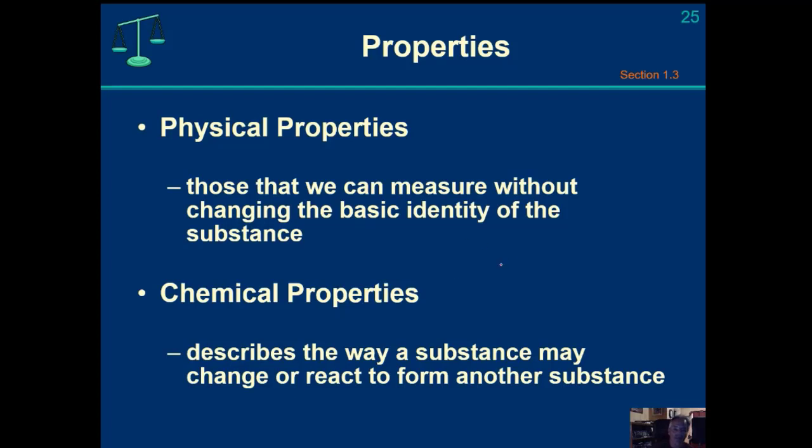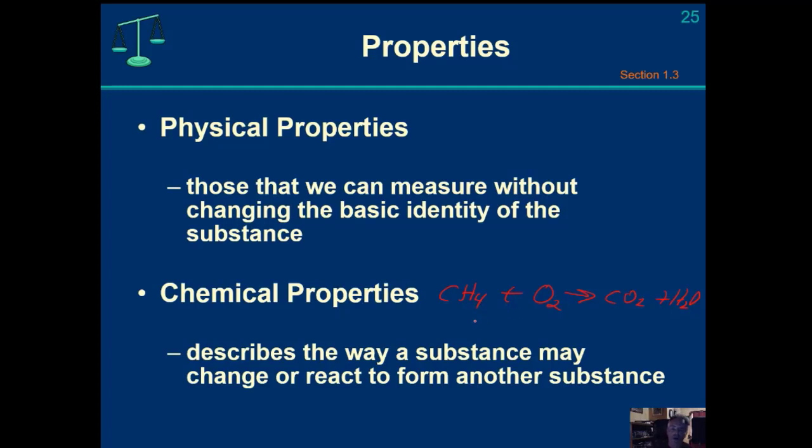I could take, let's say, methane, CH4, I can combine it with oxygen, and if I wanted to measure the chemical property of combustion of methane, I would be changing it into CO2 and water. These are two completely different substances from what I started out with. So measuring the combustion or flammability or thermodynamic yield of methane is measuring a chemical property.